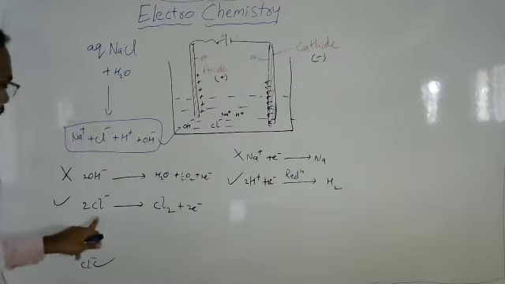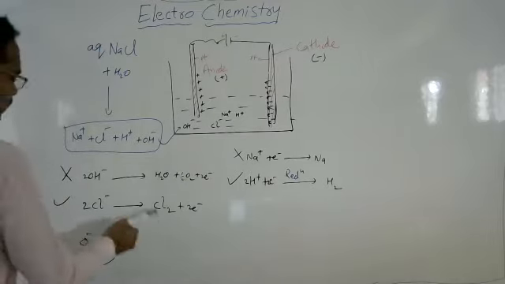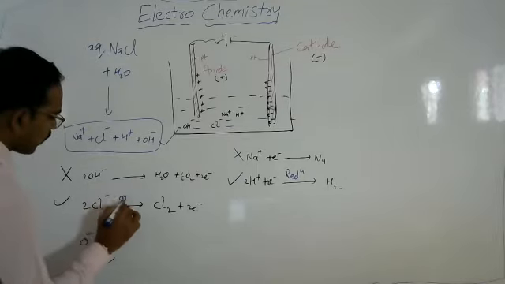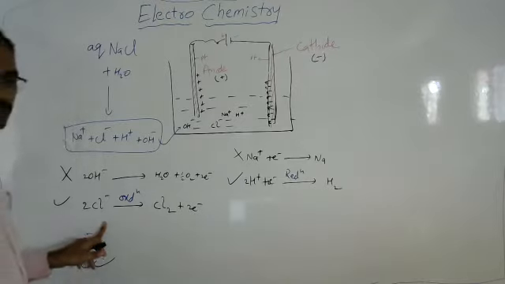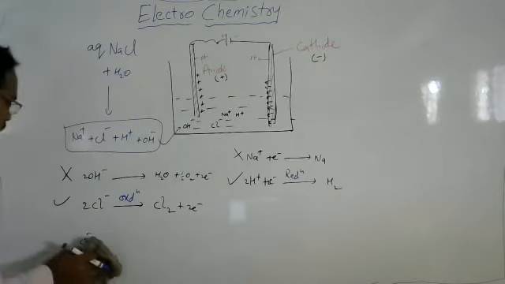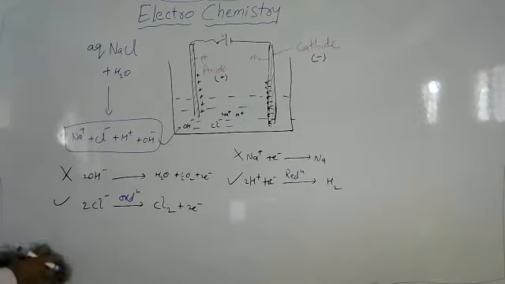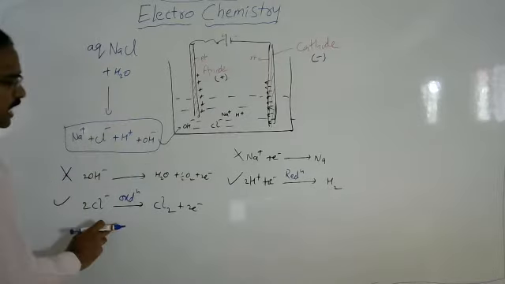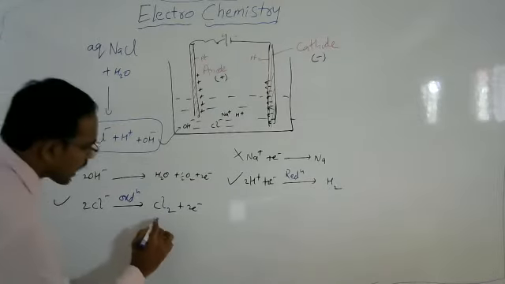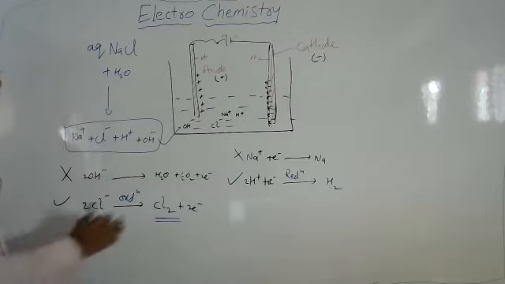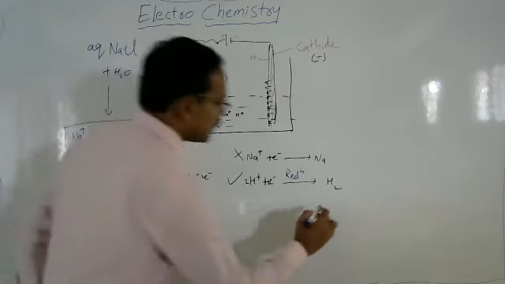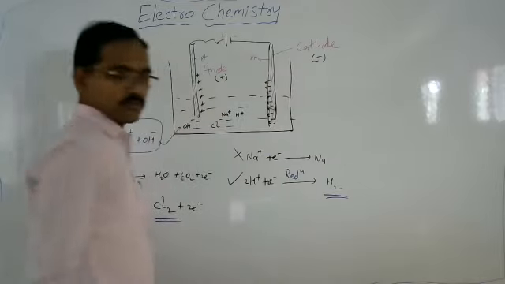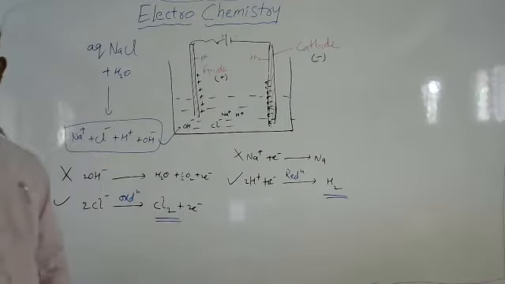So finally, this is oxidation. Both are oxidation reactions only, but the above reaction cannot take place. The below one has more feasibility. So at the anode, the oxidation reaction takes place. Chlorine gas is liberated, not oxygen gas. Chlorine gas is liberated at the anode, and hydrogen gas is liberated at the cathode. Is it clear?